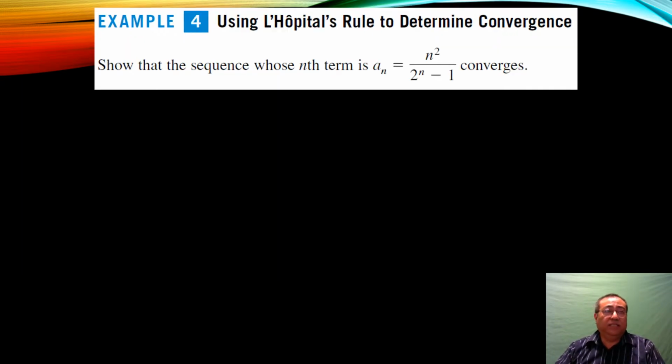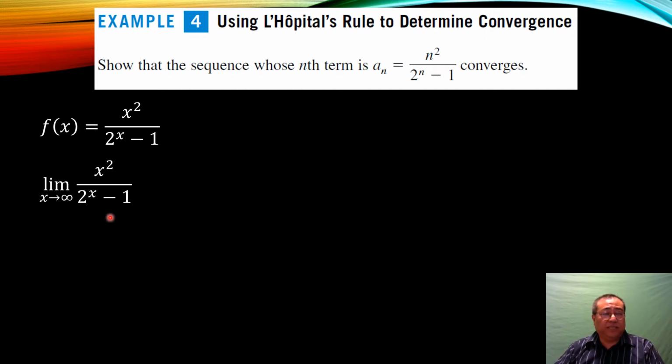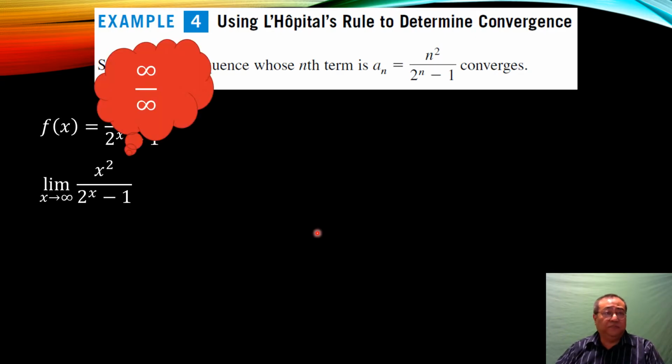Okay. In this example, we will end up using L'Hopital's rule to determine convergence. All right, so here we're going to use basic functional notation. Take the limit as x goes to infinity. By the way, all of these are going to infinity. When we talk about sequence convergence or divergence, we're looking at the sequence as it goes to infinity. So there's no 'as x goes to 3' or anything like that.